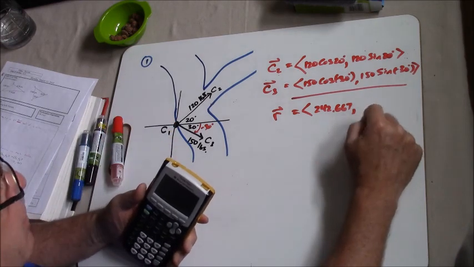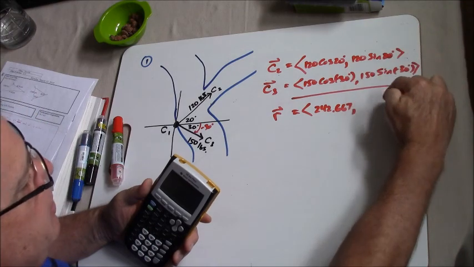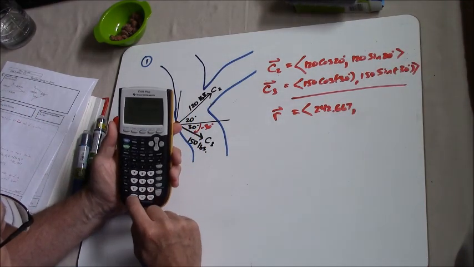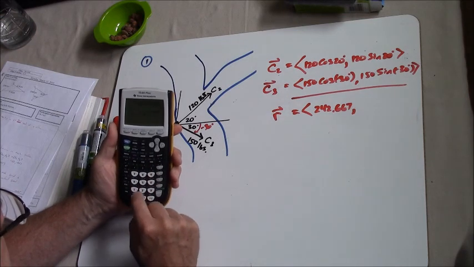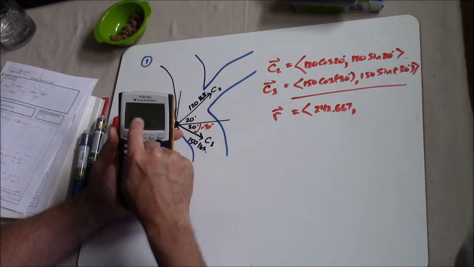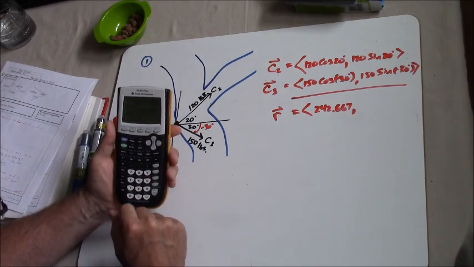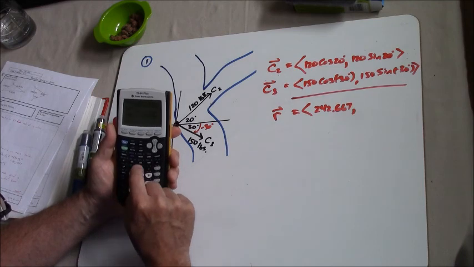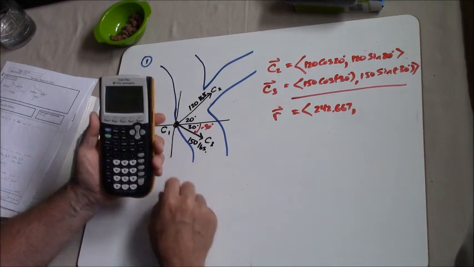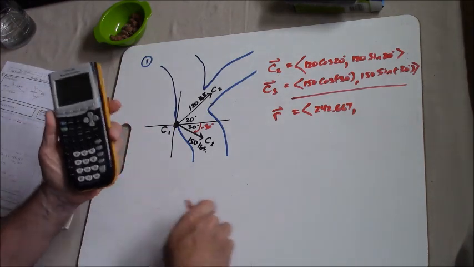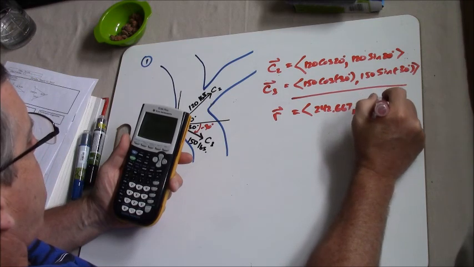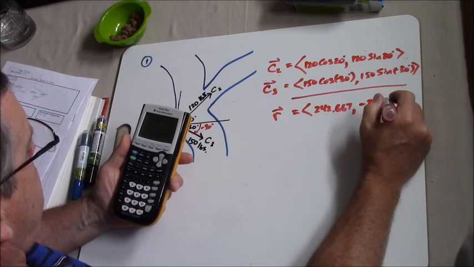All right, let's find the y coordinate. I'm going to do this one plus this one equals this. So 120 sine 20 plus, don't forget your parentheses as you're punching this in, that's real important, plus 150 sine negative 30. And what I get is a negative 33.958.